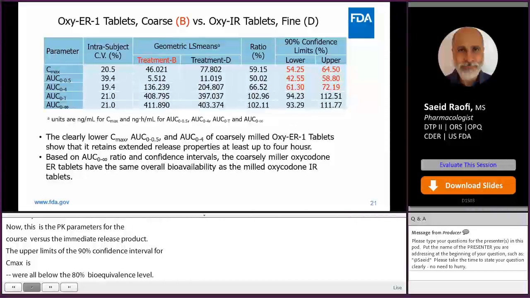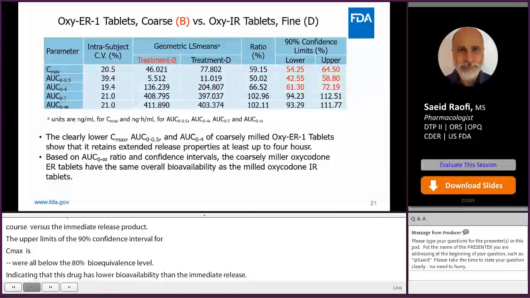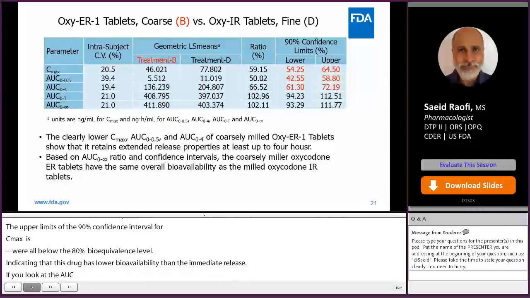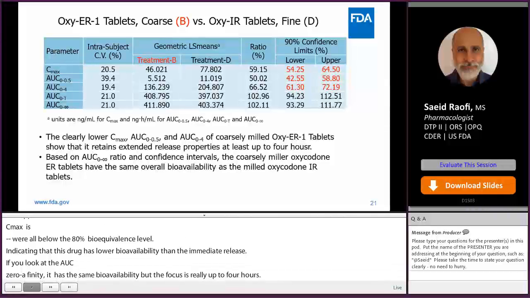If you look at the AUC 0 to T and AUC 0 to infinity, you will see that overall it has the same bioavailability as the reference product. However, our focus here really is up to 4 hours: Cmax, AUC 0 to 0.5, and AUC 0 to 4, because this is the time period which matters in terms of the drug having its euphoric effect and therefore inclines people to abuse it.